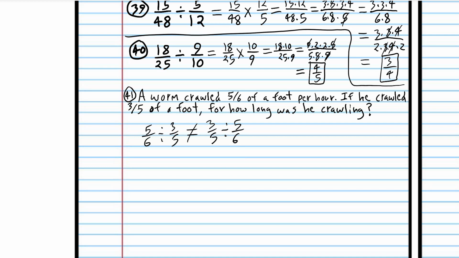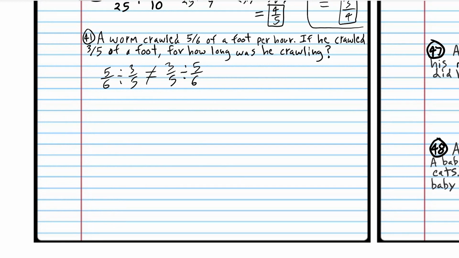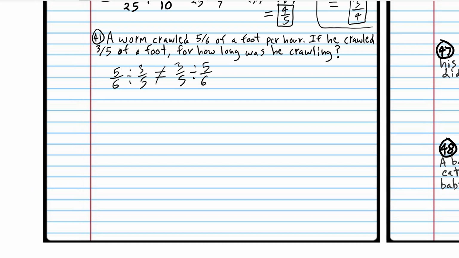So what I'm going to show you right now is something called the factor label method, which you're going to learn in probably chemistry courses or upper science courses. So what we're going to do is we have 5/6 of a foot per hour.